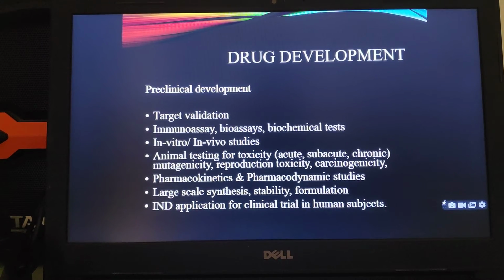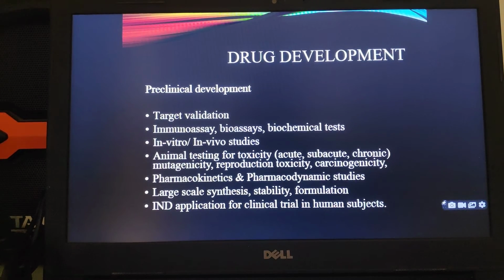Besides toxicity study, pharmacokinetic and pharmacodynamic studies are also done in the animals to know the concentration, the profile, the action and mechanism of action of the drug, and how it behaves in the living organism. While the preclinical or animal studies are going on, the companies are working on large-scale synthesis because they will require it for clinical trial. They do a lot of stability studies at different temperatures and conditions, and they work on formulation, whether it is oral or injection. If it is injection, whether it is intramuscular or intravenous. If it is oral, whether it is tablet or capsules, and so on.